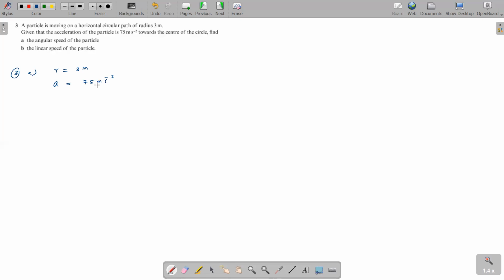So what's the equation? There are two equations: centripetal acceleration is v square over r, and centripetal acceleration is r omega square. Since they ask you to find the angular speed, we will go for centripetal acceleration equals r omega square. So 75 equals 3 into omega square. 75 divided by 3 is 25. So 25 equals omega square, and omega equals root 25, which is 5. So 5 radians per second.